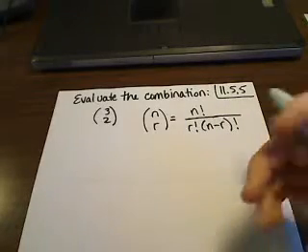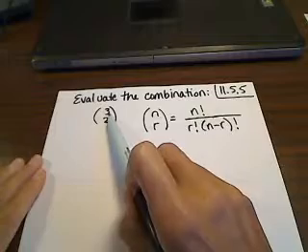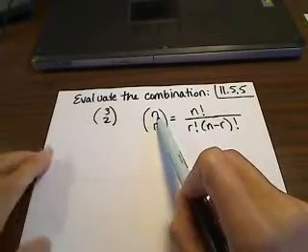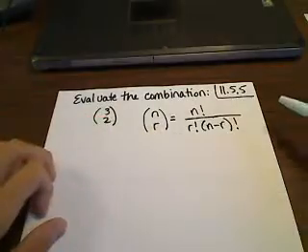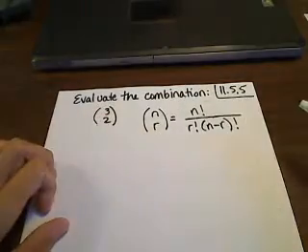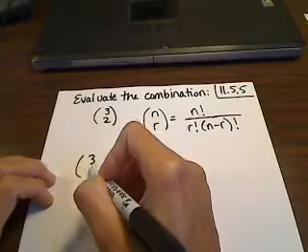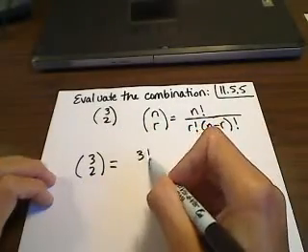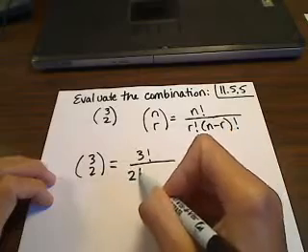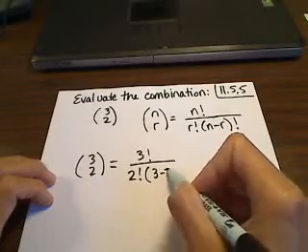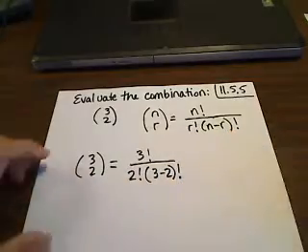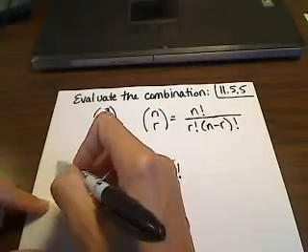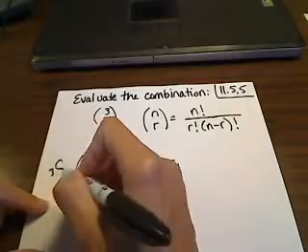And so what we're going to do with this combination right here, 3, 2, is we're going to basically plug it in. Everywhere there's an n, we're going to plug in 3, and everywhere there's an r, we're going to plug in 2. So this 3, 2 is going to become 3 factorial over 2 factorial times 3 minus 2 factorial. And what we're trying to find is 3 things chosen 2 at a time. The other notation for this is a combination of 3, 2.